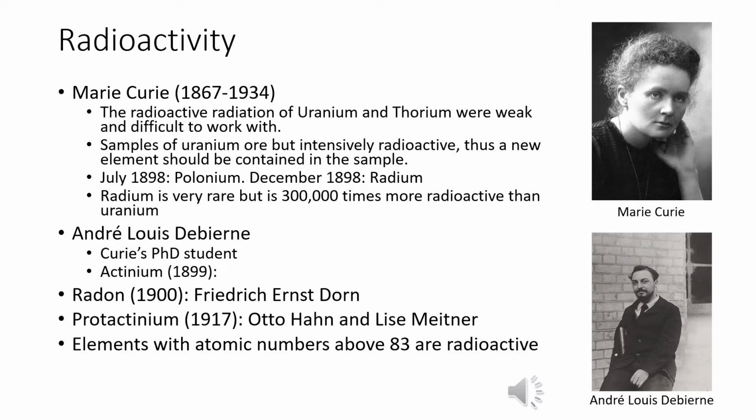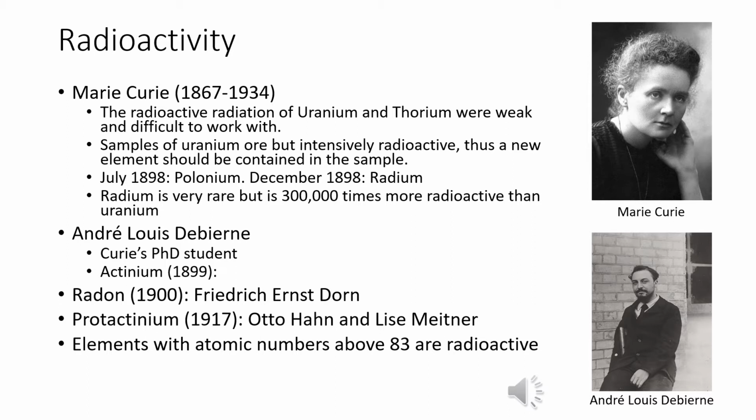So first, to talk about radioactivity, we should begin with Marie Curie. As we discussed in the previous session, she was working with uranium and thorium, and she gave the name radioactivity to this phenomenon, to this radiation. The problem with the radiation of uranium and thorium is that the signal is quite weak, and because of that it is difficult to experiment with this type of radiation.